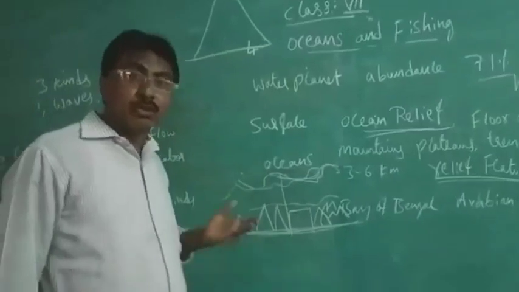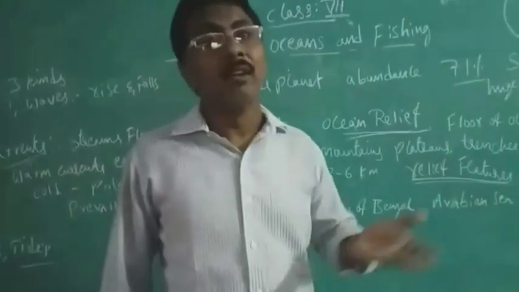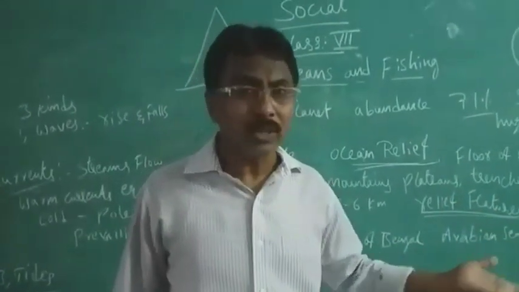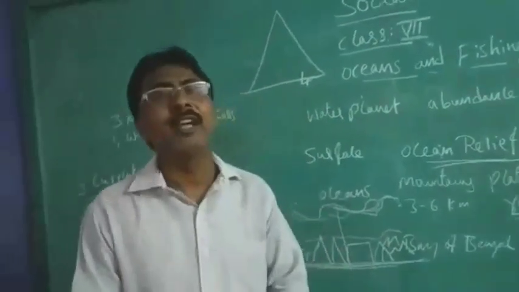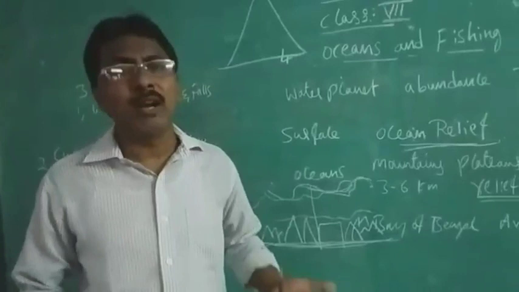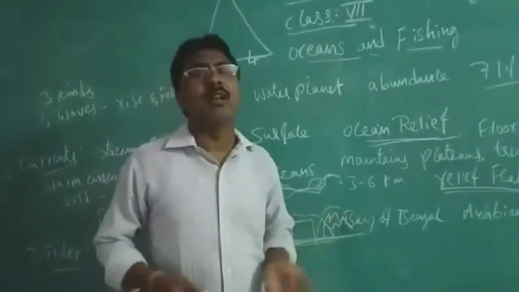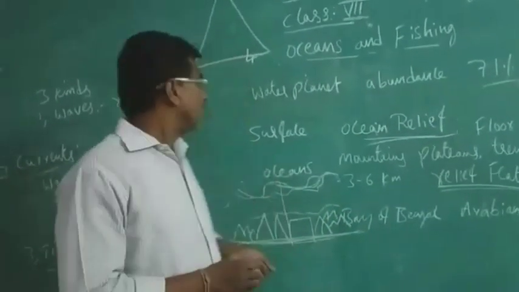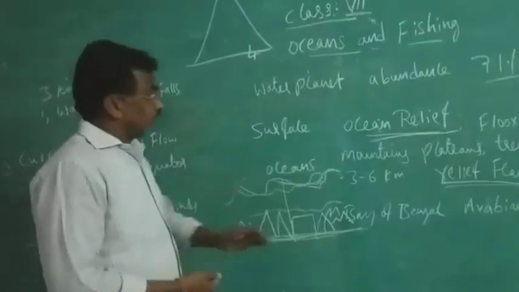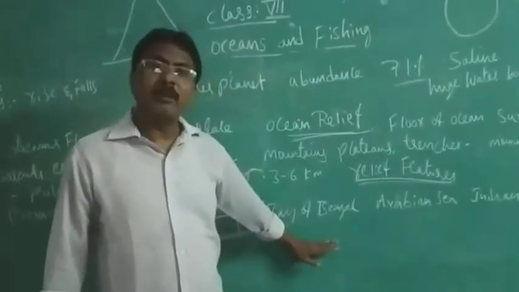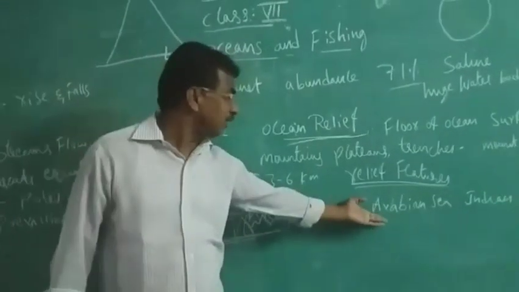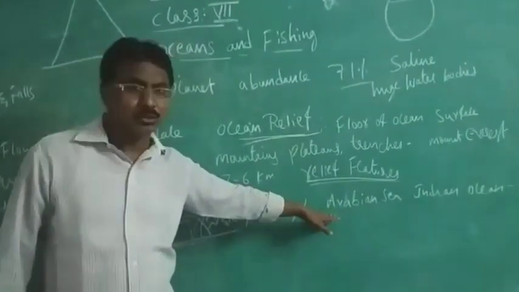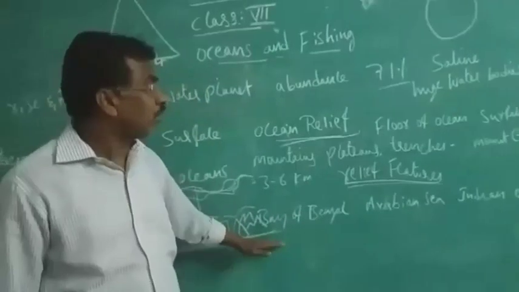And you know that in our India, we have the Bay of Bengal, we have the Arabian Sea, and below India, the Indian Ocean. What is the Bay of Bengal? Bay of Bengal is a sea, and the Arabian Sea also, and the Indian Ocean. These are all called seas.